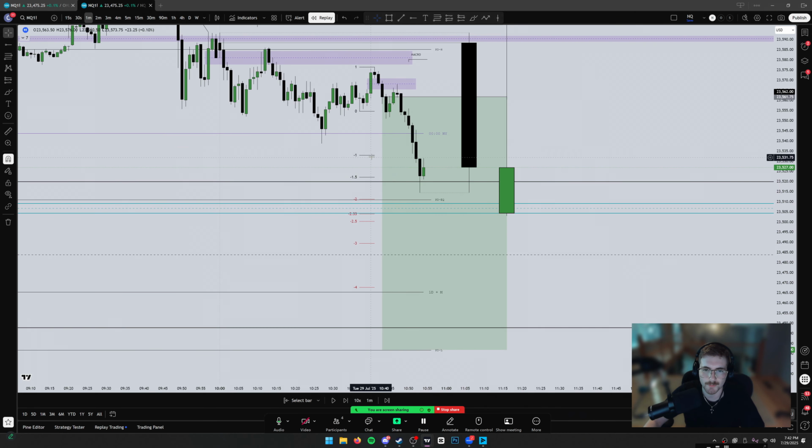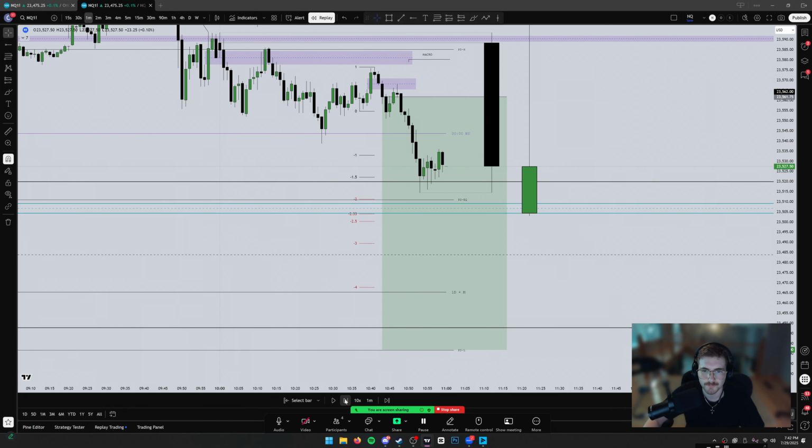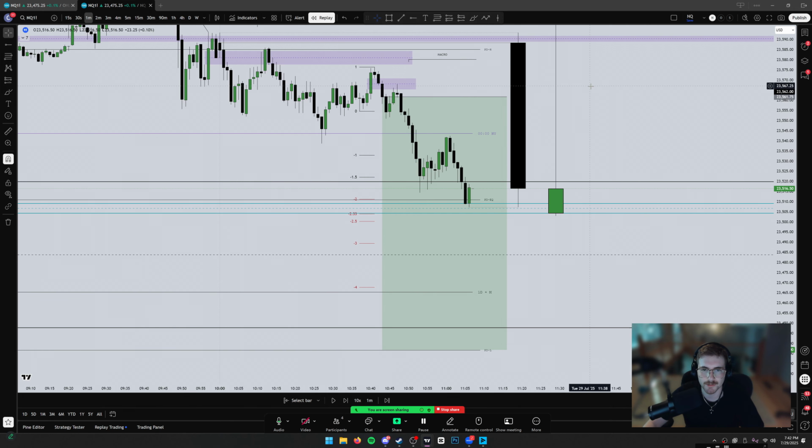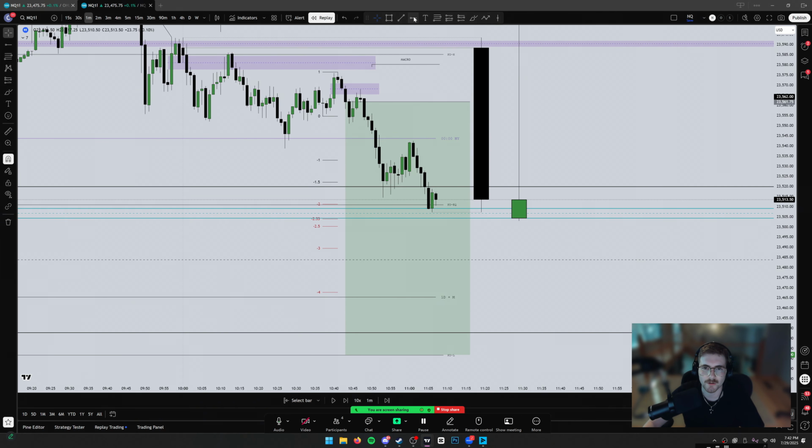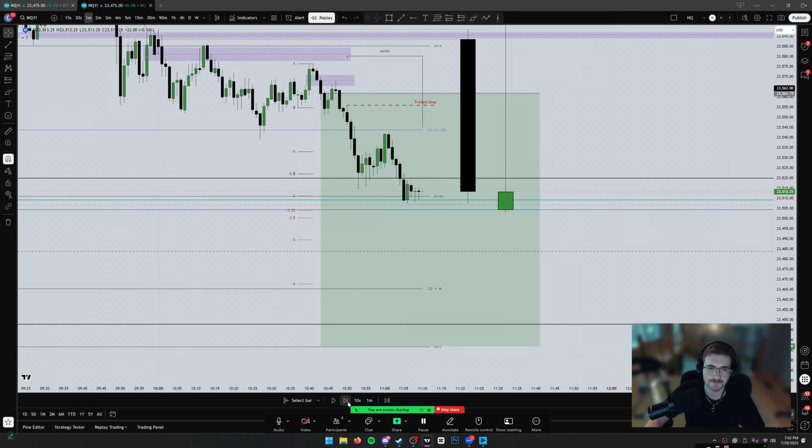That's also around my 2R, so I took half off. I'm going to take another half off at -2, which gets tagged right here. Now that we're at -2, we're going to trail our stops to this high because that's 2 highs above us. We have 1 and 2. Continue lower.